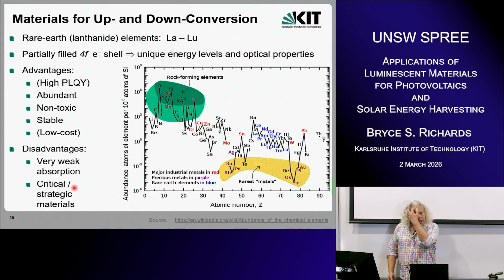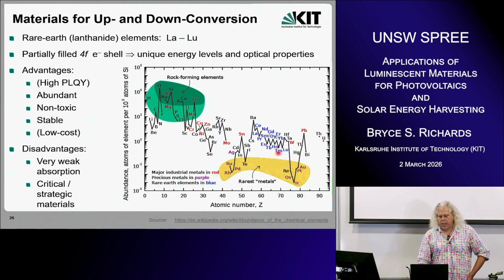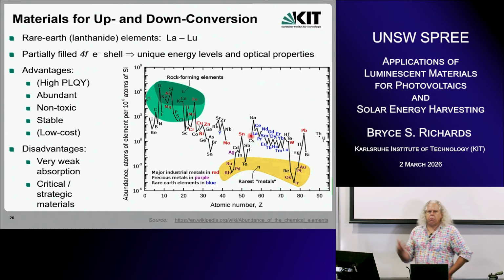Okay, so this was the one brief slide about abundance. You can see these are the rare earth elements shown here in blue. And elements either side are lead and tin. So they're pretty similar in abundance to lead and tin.